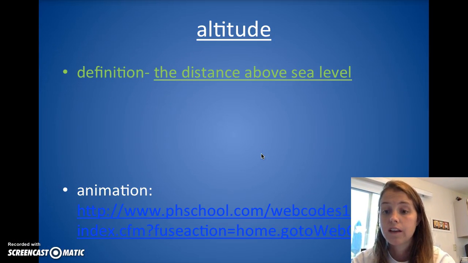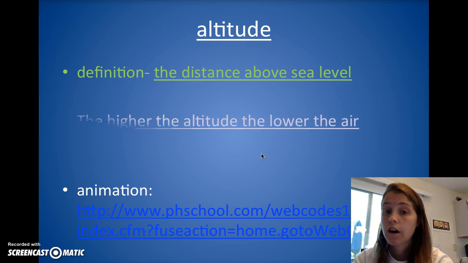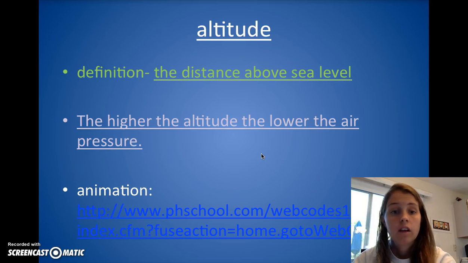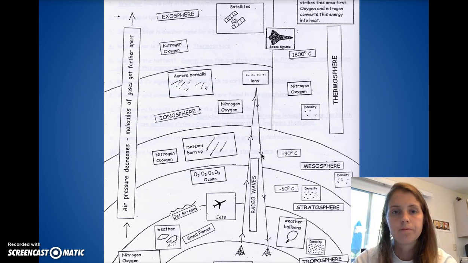Okay, so altitude, you should all know, is the distance above sea level. In Colorado, we live at altitude, which means we have less air pressure than our friends or loved ones that live at sea level. So the higher the altitude, the lower the air pressure. If you stand on the top of Mount Everest, you're going to have less air pressure on you than if you stand in Denver, or in Florida, which is at sea level.